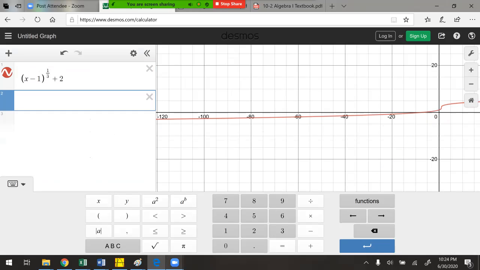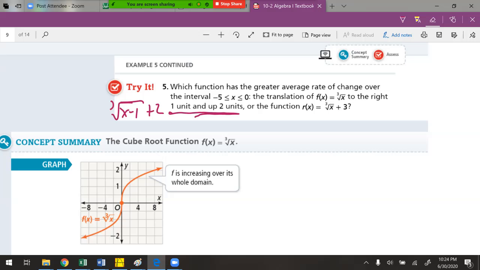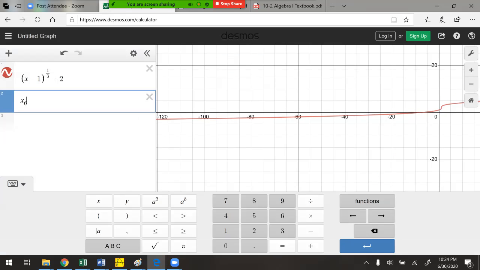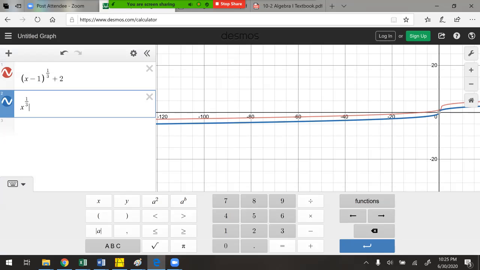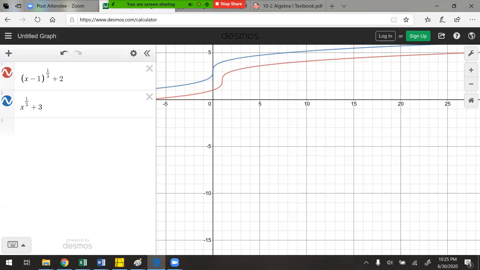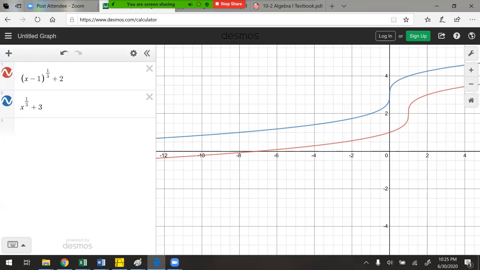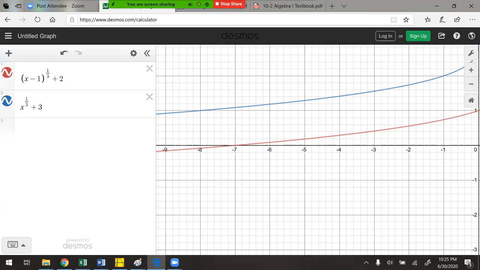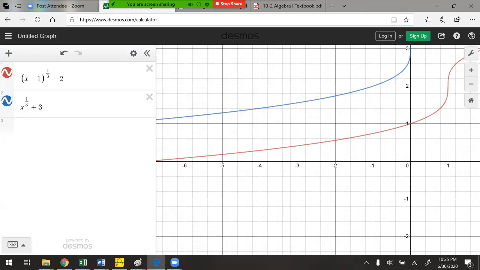And then on the bottom, we're going to do radical x cubed plus 3. So it's going to be x to the 1/3, and then plus 3. We've got to see which one has a bigger rate of change. So let's compare between -5 and 0. So here's -5 to 0.